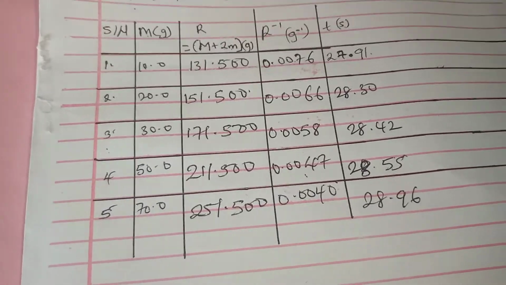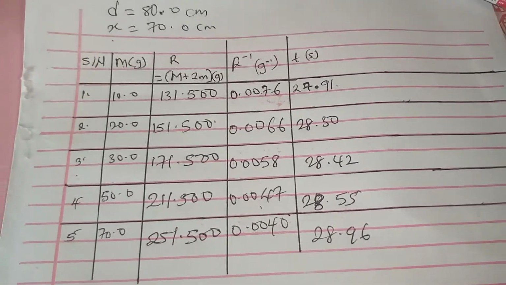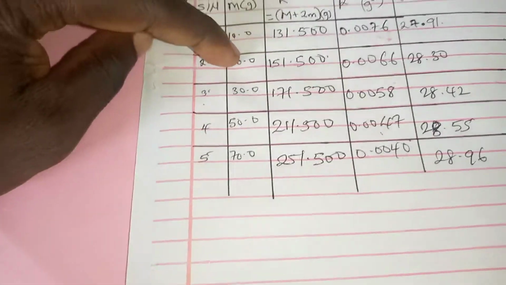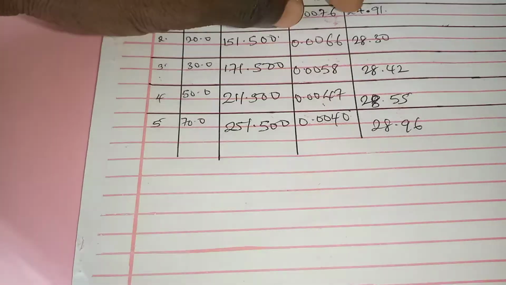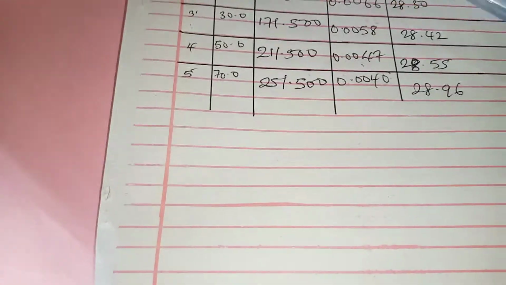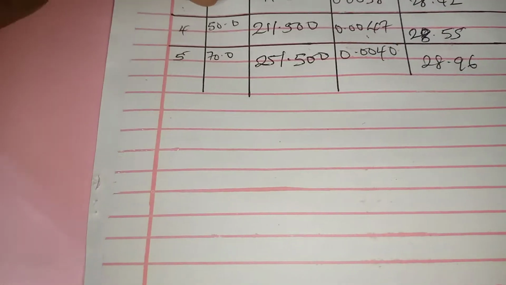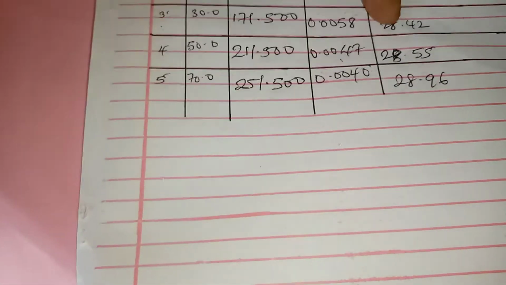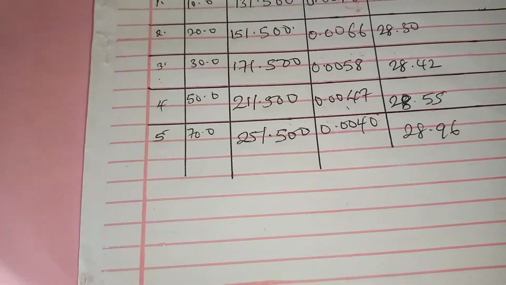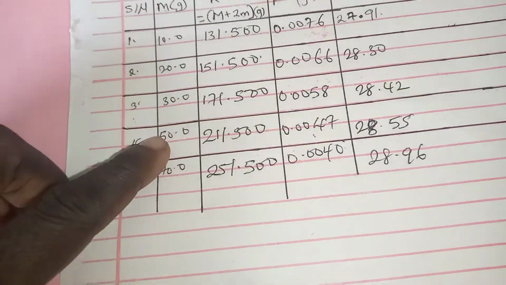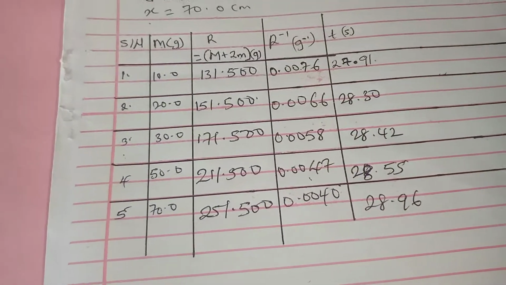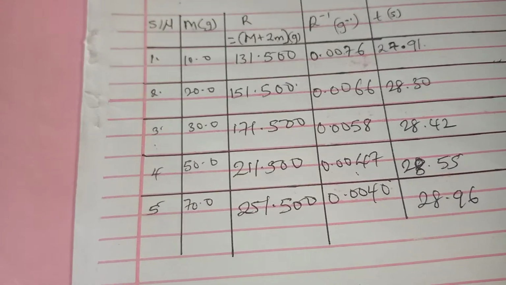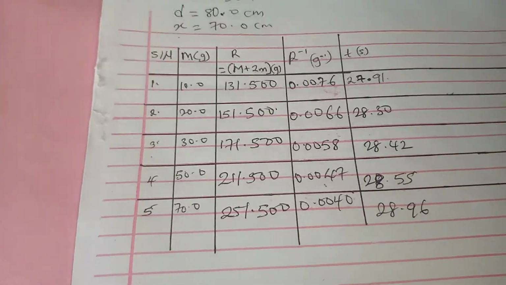Now these are the various times recorded for each of the masses. When I placed 20 grams, my time recorded was 28.30. When I placed 30 grams on either side, the time recorded was 28.42 seconds, and for 50 grams on both sides I have 28.55, and for the last one, 70 grams, I had 28.96. So these are the times recorded.